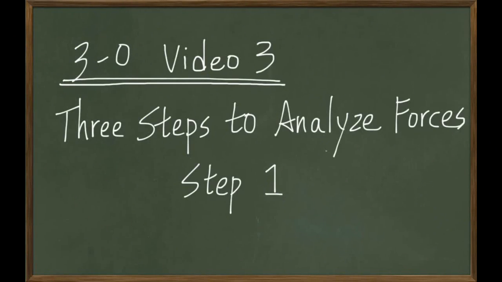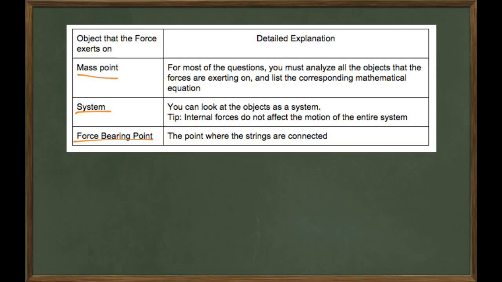The first step in analyzing forces is to choose the appropriate object, or to find the object that the forces are exerting on. So when you encounter a force problem, which objects are you going to choose? There are three choices. The first one being the mass point, and the second one, the system, the entire system, and the third one, the force bearing point.